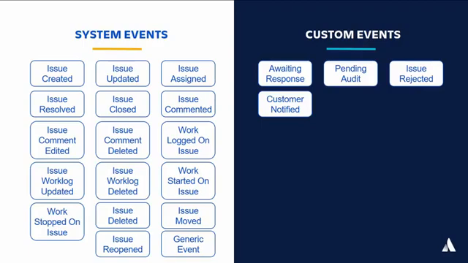Notification schemes map events and email recipients. There are 17 system events as shown on the left. These include issue created event, issue updated, issue assigned, issue moved, issue deleted, and many others. On the right you see examples of custom events, such as awaiting response and pending audit, which may be added globally by Jira administrators. You don't have to have custom events in a Jira instance, but business requirements may warrant it, as we explored earlier.